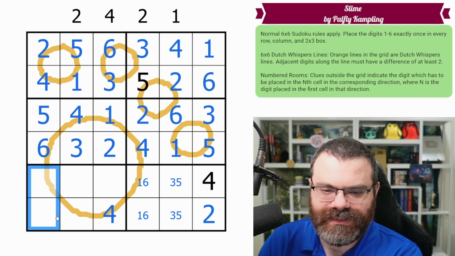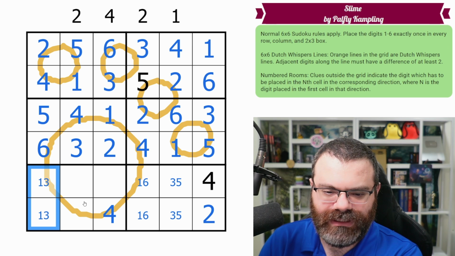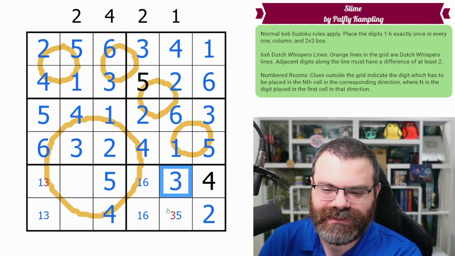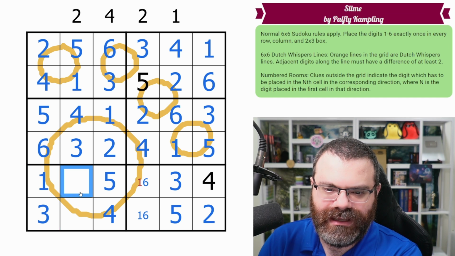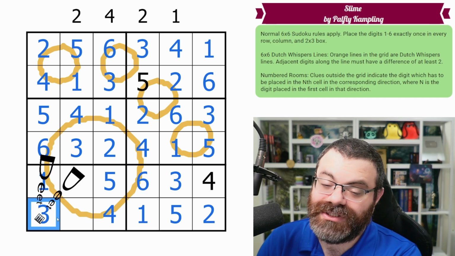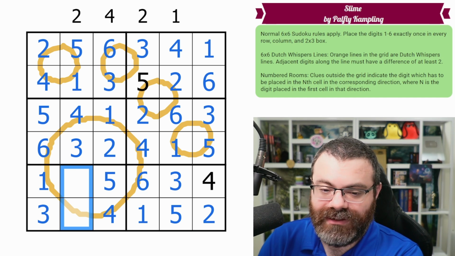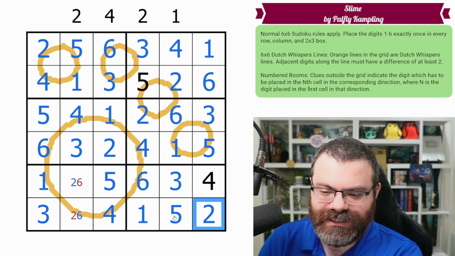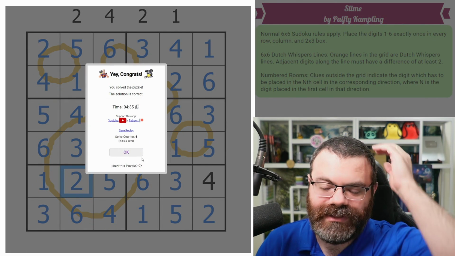Alrighty. This is 1, 3. Either can be next to 6. Oh, this is done. This is a 5. That gives us 3 and 5. That gives us 1 and 3. Gives us 6 and 1. We get a deet deet doot in the corner. And then over here we've got 2 and 6 remaining. Oh, and that just resolved by the rows. That's 6, that's 2. Nice.